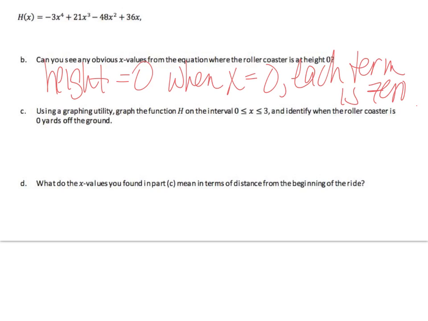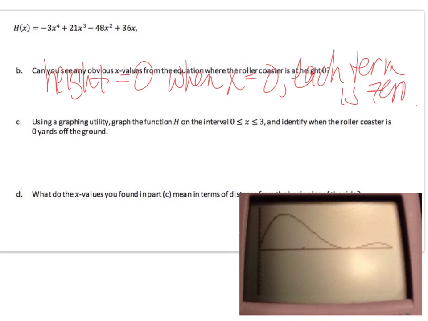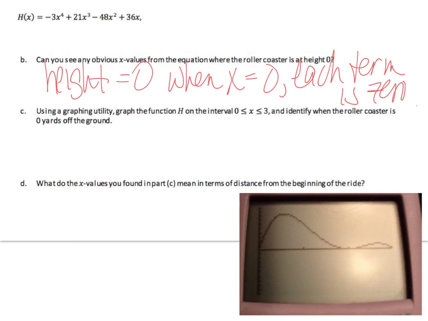If you look at the x min and the x max that I used, I went -2 to 5. So I should have kept that at 0 to 3. I'm actually going to change mine and look at it again. So for part C, I set the x interval from 0 to 3 and identify when the roller coaster is 0 yards off the ground.